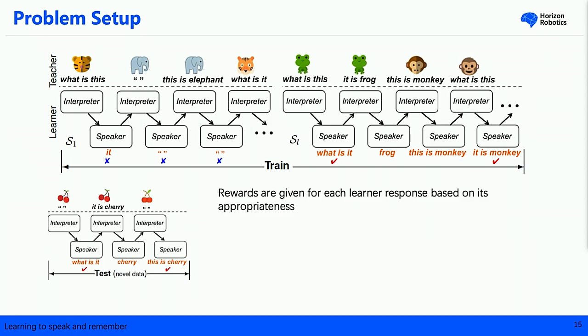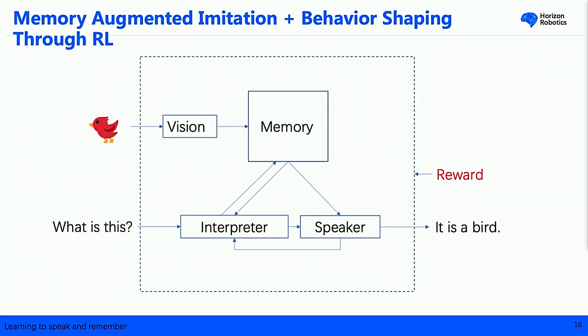And during test time, we'll test our agent. During the test time, the virtual teacher will talk about some new stuff, and we want to see whether our agent can understand that or not. Here is our high-level model structure. In the center, we have this memory module, which is used to store information about the visual information and the text language information.